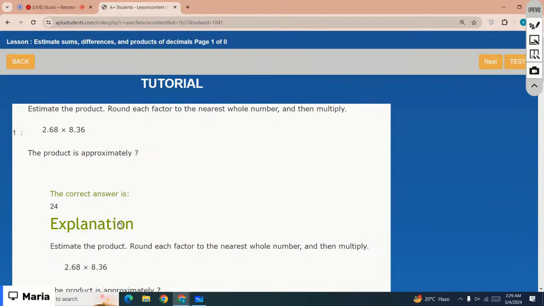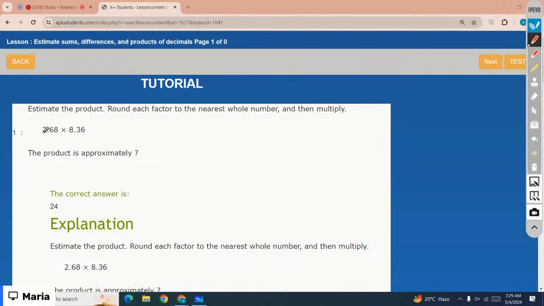So the first one is estimate the product. Round each factor to the nearest whole number and then multiply. So you have to round these numbers to the nearest whole number, right? The first one is 2.68, right? Because you have to round off to the nearest whole number. So here is the decimal. Just look at the first digit right after the decimal. That is 0.6, right?